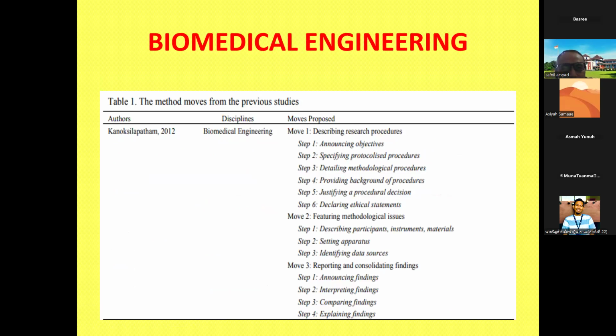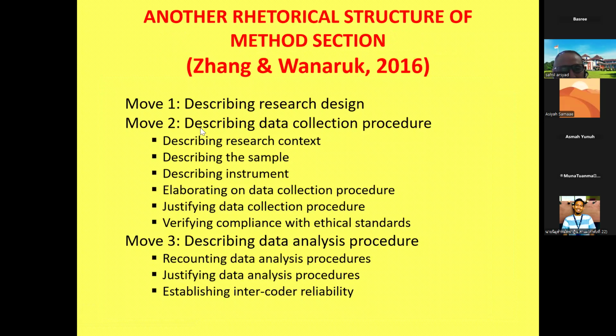This is in biomedical engineering, the methods move from previous studies, like from Kanoksilapatam. Kanoksilapatam also uses three moves, but with different descriptions. You see here, move one has six steps. In Zhang and Wanaruk, move one has only one. It doesn't have any step.